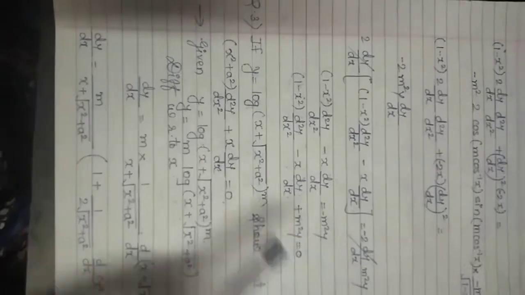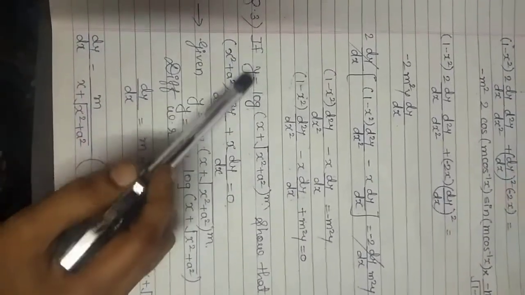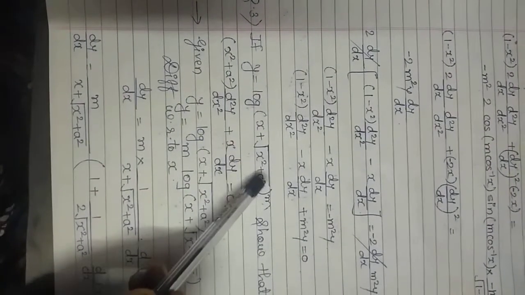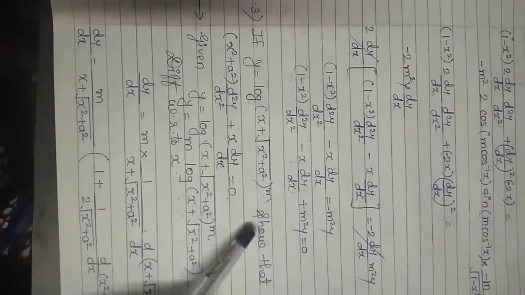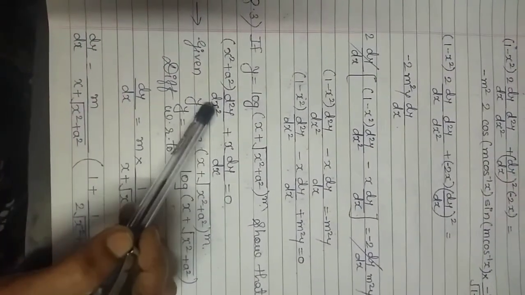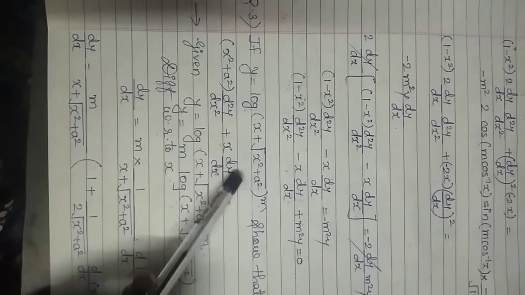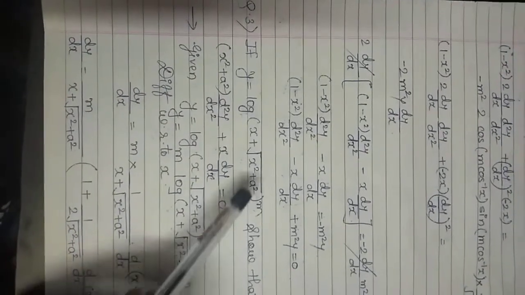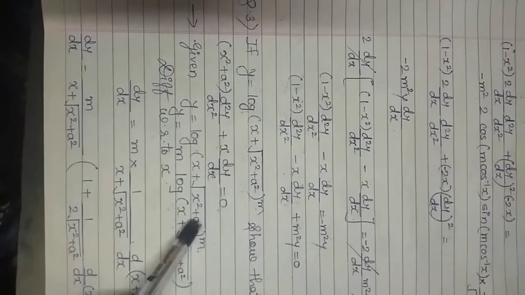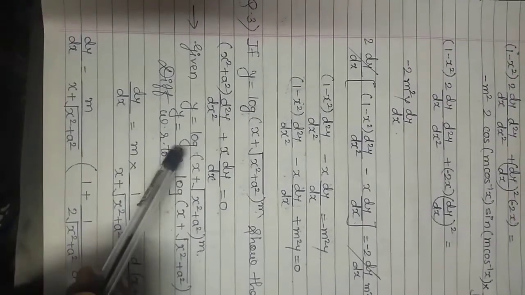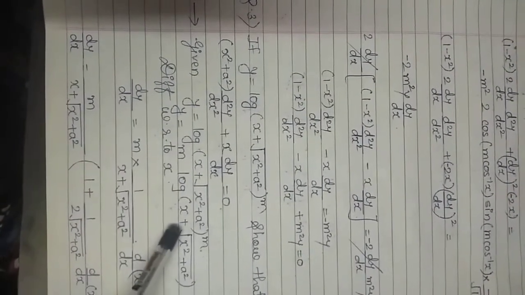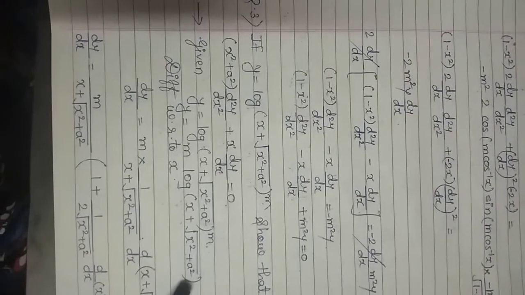Now we consider one more example. If y is equal to log of bracket x plus square root of x square plus a square bracket raised to m, then show that x square plus a square d square y by dx square plus x into dy by dx is equal to 0. So we start with the given term, and we know that by the law of exponents the raised-to term we can write before log. So y is equal to m into log of x plus under root x square plus a square.